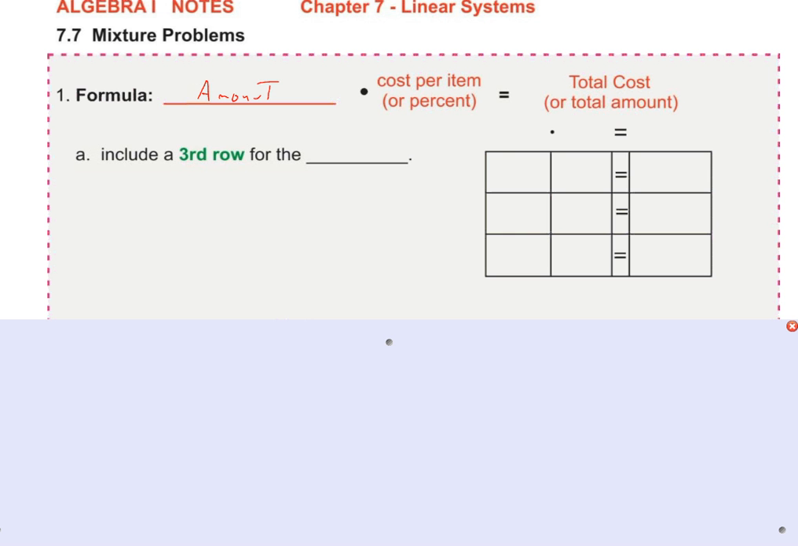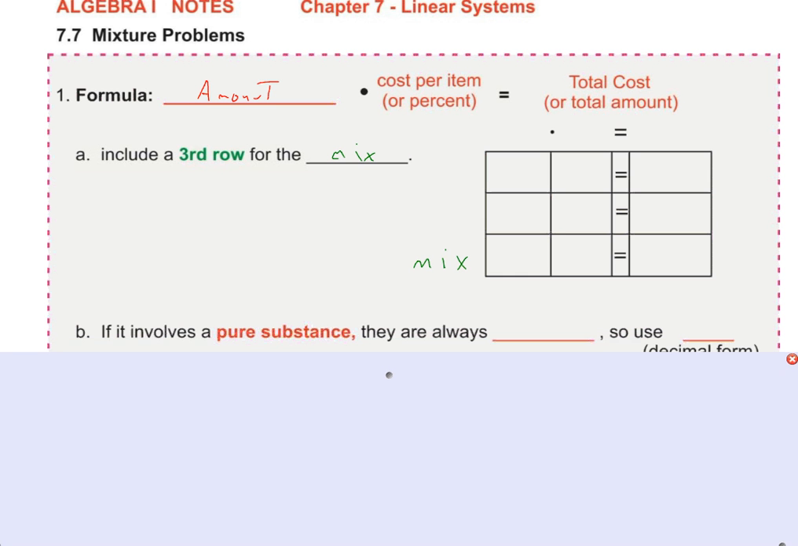In this one, our chart's going to have 3 rows. Every other chart we had 2 rows. In this situation, because it's a mixture problem, the third row is going to be the mix. So I'm also going to go across from my chart, and I'm going to label the third row as mix. So there are 9 blocks versus 6.